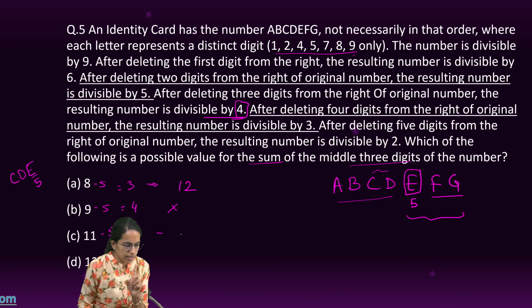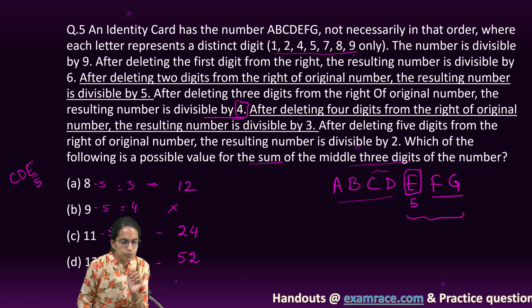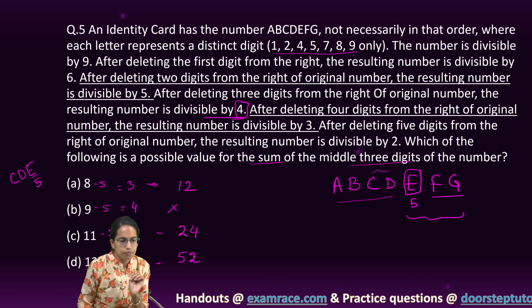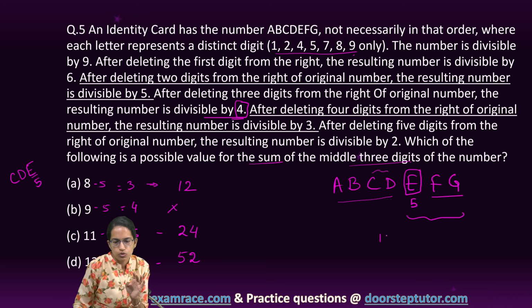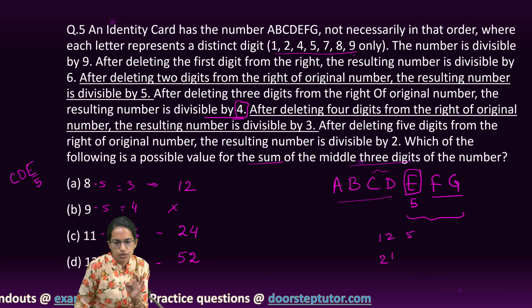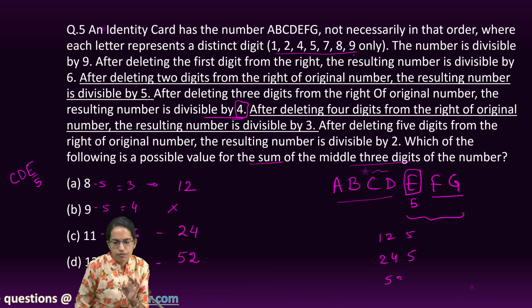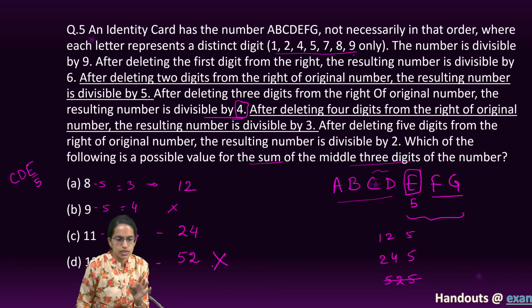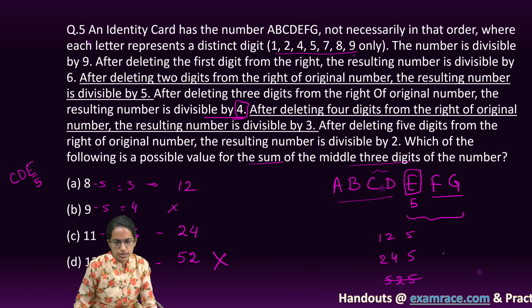Then here again I have a possible number which is 24. Here again I have a possible number which is 52, right? So three possibilities. So that means these numbers could be 125, it could be 245 and 525. But 525 cannot be the option because I cannot repeat the number. So again D choice is gone. Now two choices left. Okay.